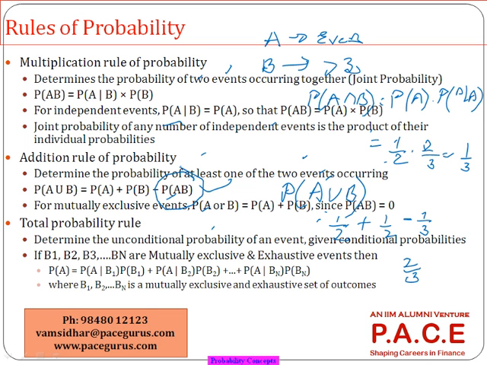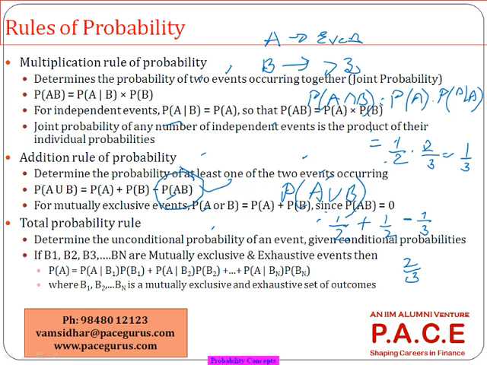Because mutually exclusive means if one occurs, the other will not occur. So the joint occurrence is 0. So the addition rule will simply become the sum of the independent probabilities itself. If the two events are mutually exclusive, the probability of any one of them occurring is equal to the sum of their independent individual probabilities. This is one more rule associated with our calculations.